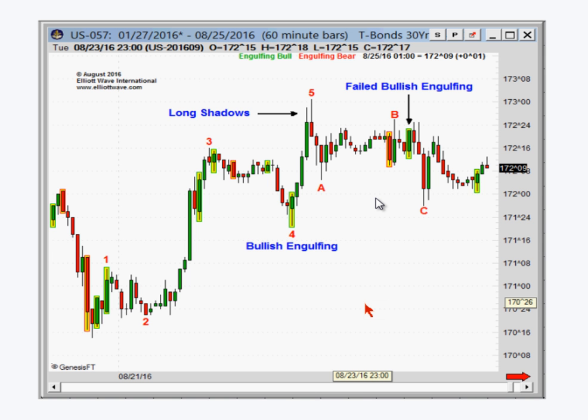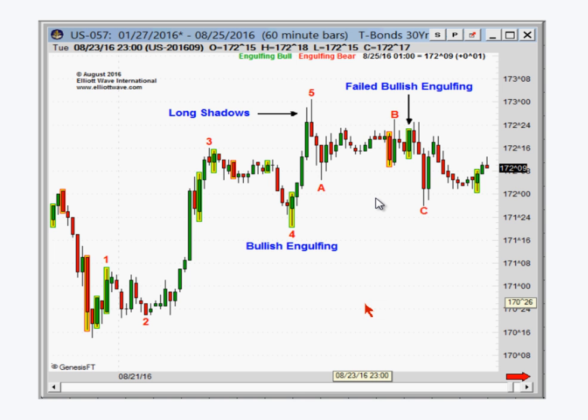The impulse wave, the diagonal, the zigzag, the flat, and the triangle. Then I look at momentum. I put a lot of value in momentum because just as price exhibits pattern, momentum also exhibits pattern. For example, a bullish or bearish divergence is a type of momentum pattern. And each wave pattern certainly has a very specific or sometimes unique momentum pattern as well.